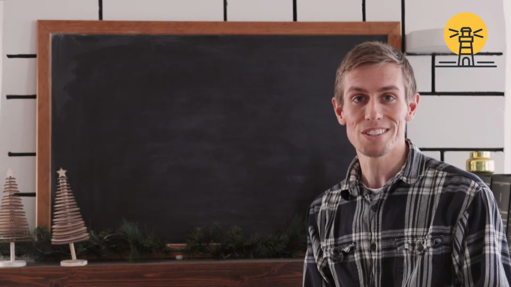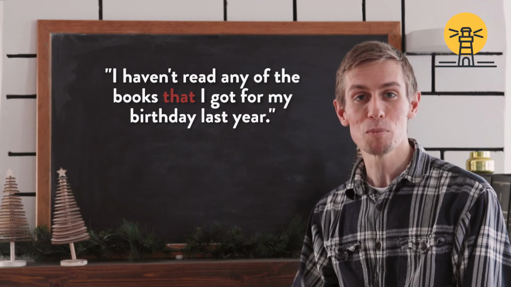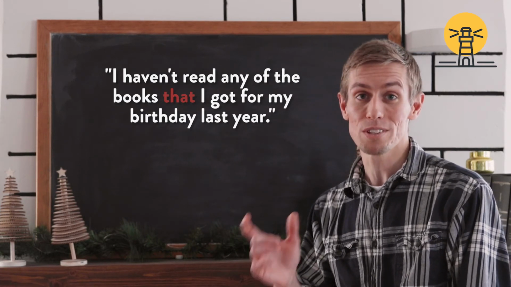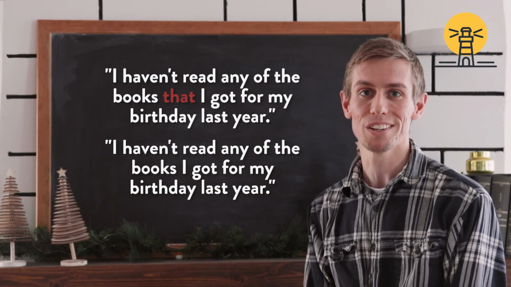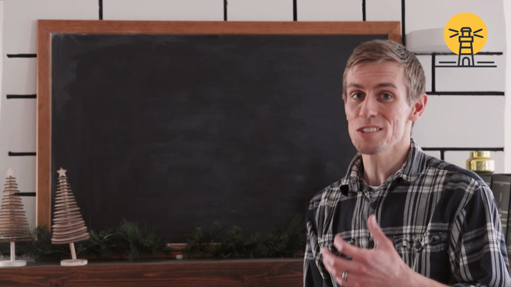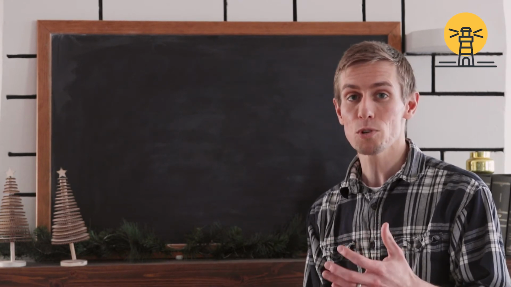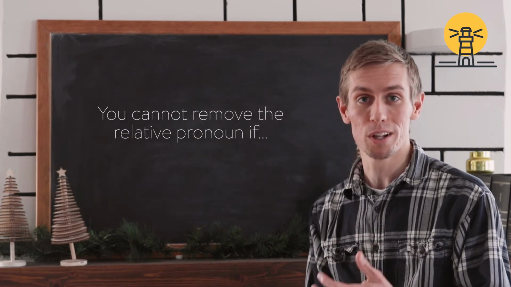Another example is, "I haven't read any of the books that I got for my birthday last year." We can leave that out of the sentence. "I haven't read any of the books I got for my birthday last year." Now, this is tricky to understand, so we'll give some pictures in a second. But let's first talk about when you can't take out or omit the relative pronoun.